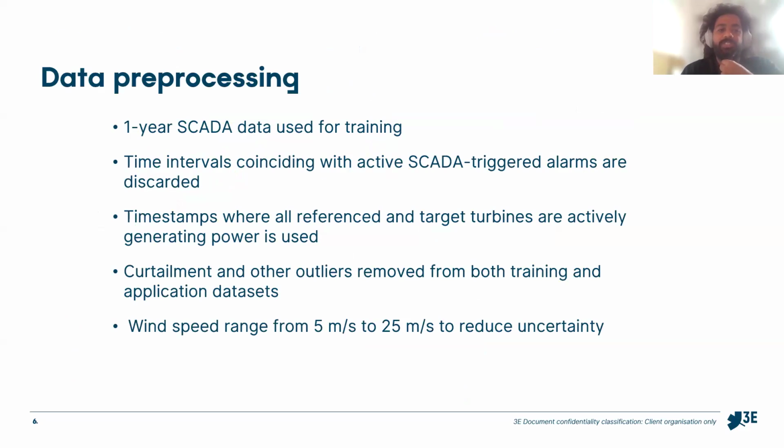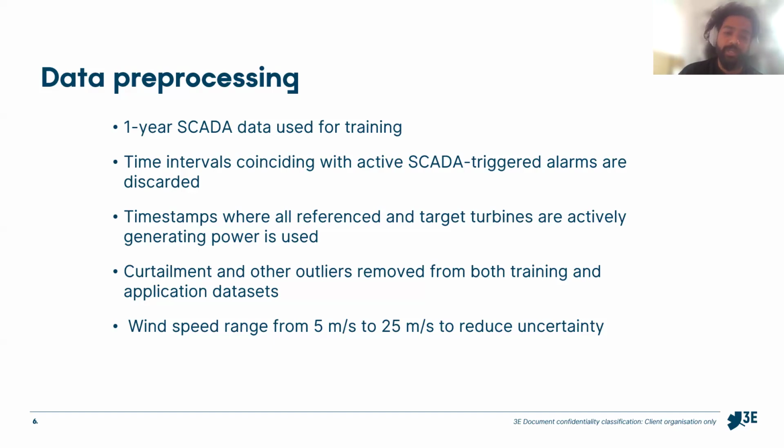And for normal behavior, we need to do basic data pre-processing. As standard, as everyone does for temperature modeling and so on, we use 1 year of SCADA data for training. And we have the SCADA logs as well, so we eliminate those data points when there were alarms. We also remove the curtailment and other outliers for both training and application. So we only apply this algorithm when the turbine is performing in the primary mode, or the main mode, and not when it's being curtailed.